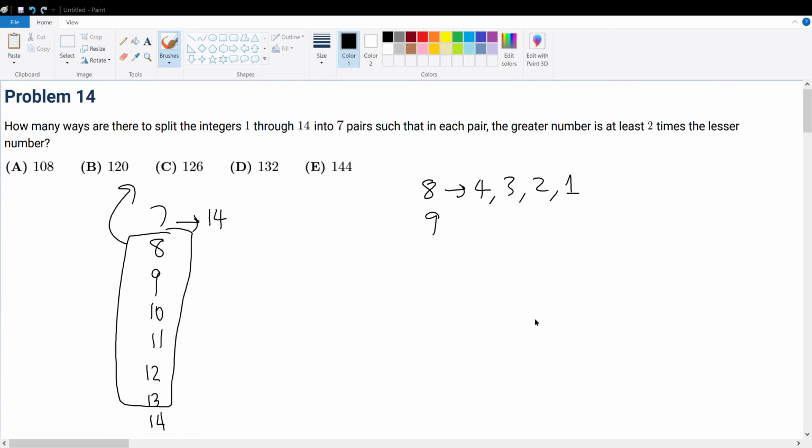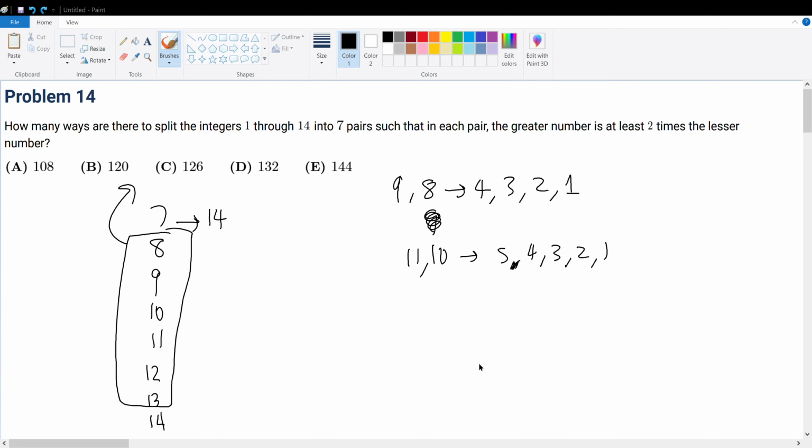Let's continue to enumerate. Let's consider now 10 and 11. Well, 10 divided by 2 is 5, so it's 5, 4, 3, 2, 1. But then notice what happens with 11. 11 is odd, and so 11 has to also match the same set, because 5 times 2 is 10, and 6 times 2 is 12. 6 is too great. So 11 and 10 also share the same group.